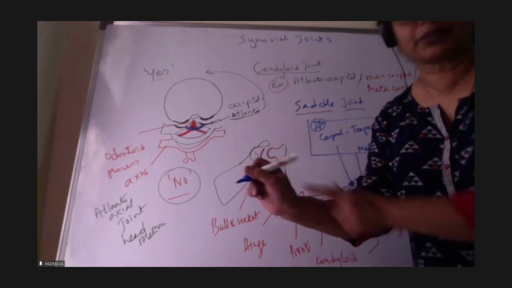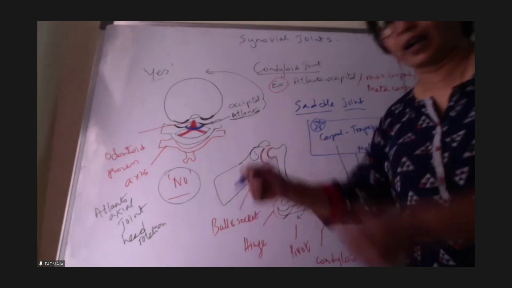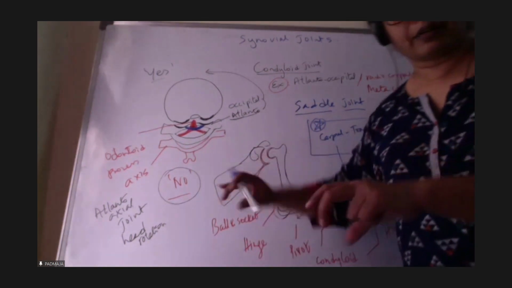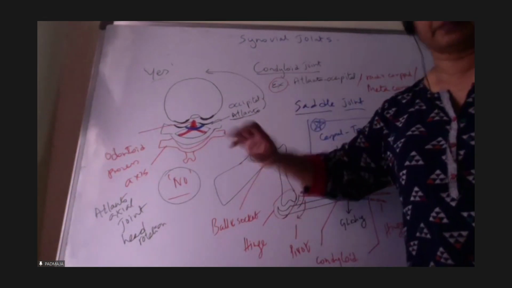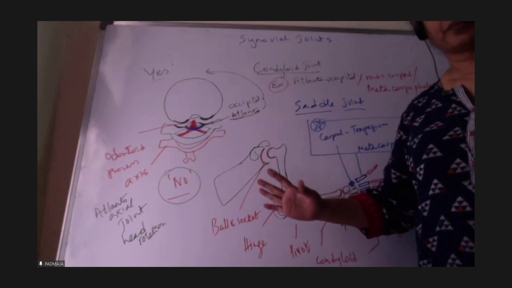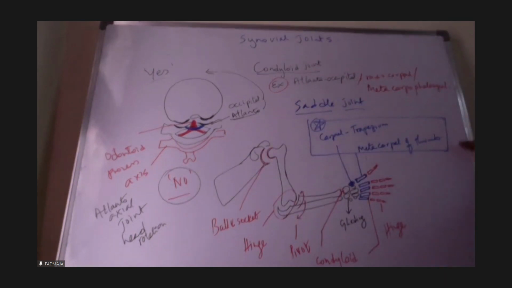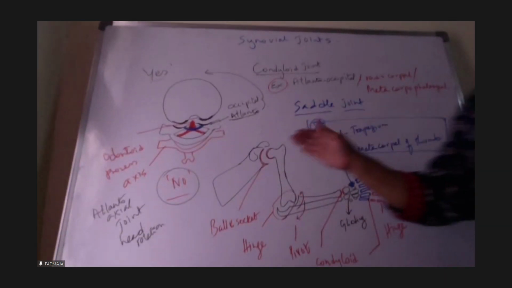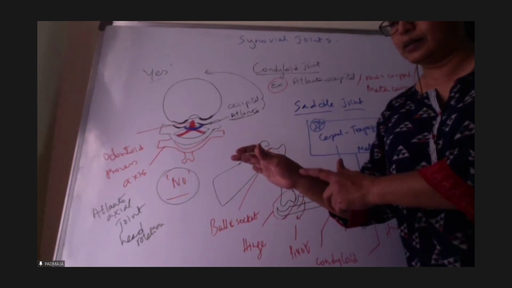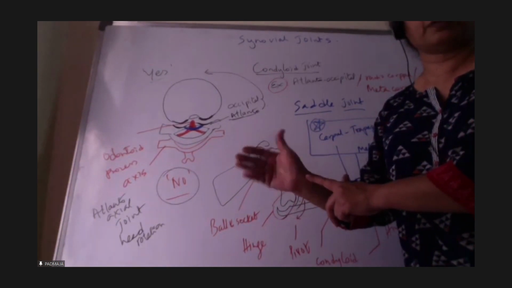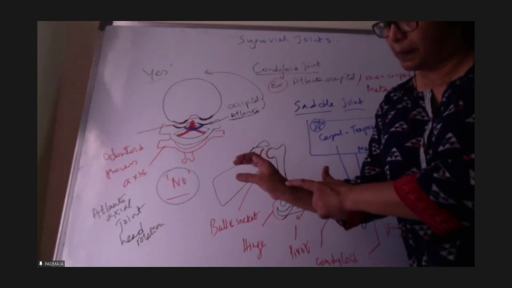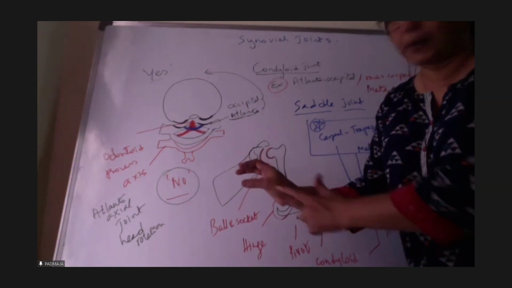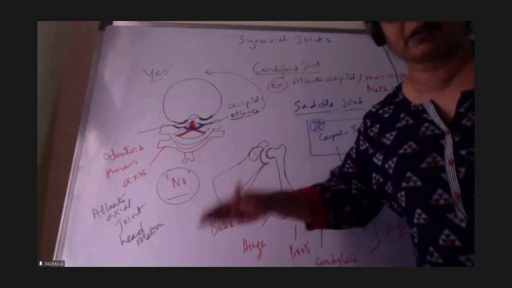Holding objects. You are driving a car steering, or you are driving a bike also, you hold that handle with the opposable thumb. Anything you observe, anything you hold, you take the help of the thumb. And this movement, opposable thumb, is possible only with this saddle joint between trapezium and metacarpal of the thumb. Very, very, very important.